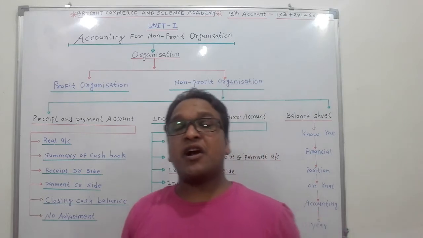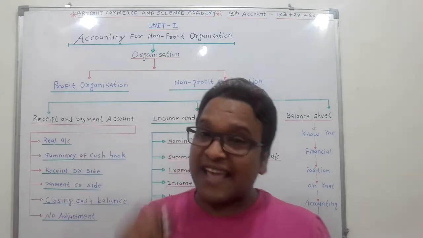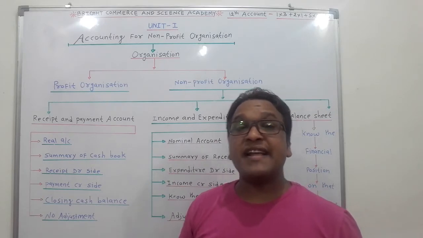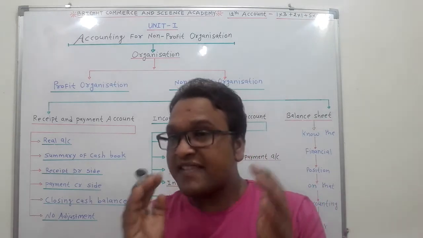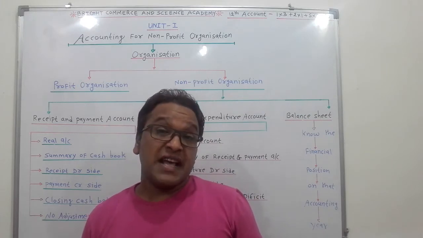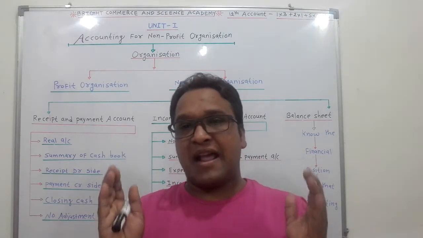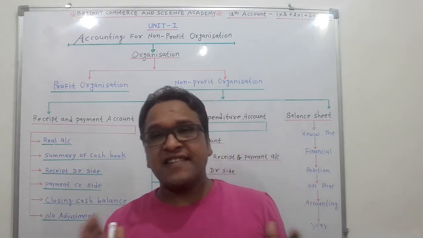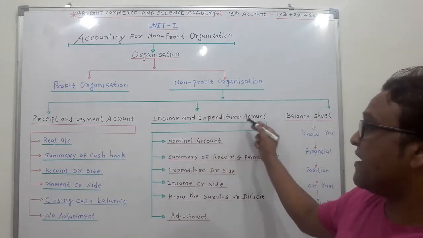Some specific features of the receipt and payment account. What is the receipt and payment account? The receipt and payment account is a summary of the cash book, because it is real in nature. All the receipts are recorded on the debit side and all the payments are recorded on the credit side of the receipt and payment account. Mostly the receipt and payment account is prepared to find the closing cash balance in the accounting year. All types of adjustments are not recorded in the receipt and payment account. These are some features.